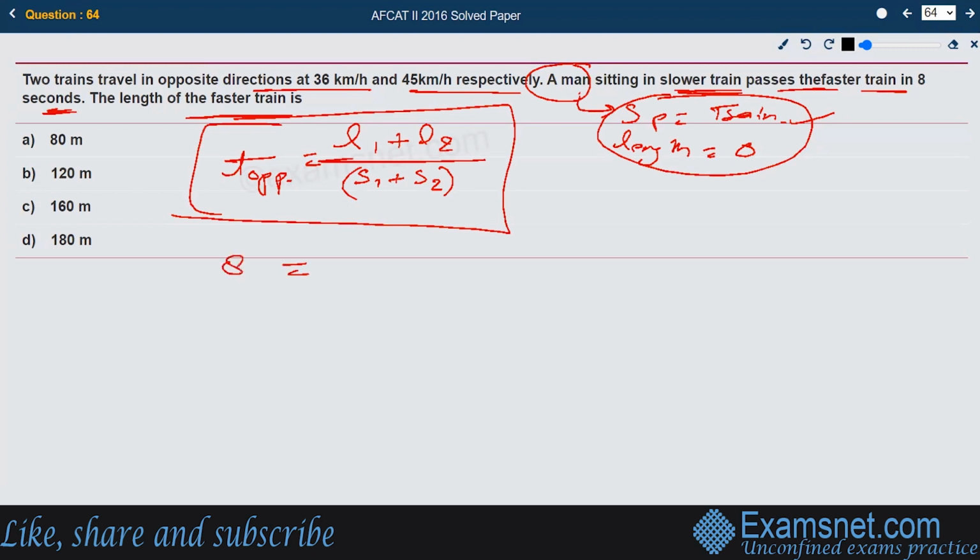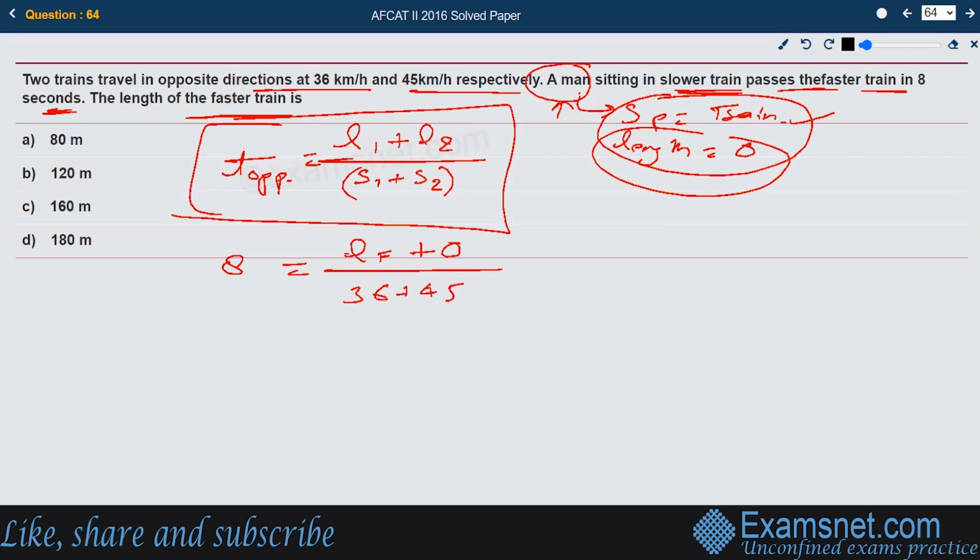Time is already given as 8 seconds, which is equal to the length of the first train, that is not known, that is L1. Faster train's length is L1, or we can say LF, plus the second object. The second object is not the second train; it is just the man, because the other train just has to cross the man. That's what he's saying: a man sitting in the slow train passes the faster train. So the train has just to cross the man, not the whole train. And the man's length is obviously 0 as compared to the train length. So that is taken as 0, divided by speeds to be added up, 36 plus 45. Obviously, the speed of the man sitting in the slower train will be equal to the slower train speed only.